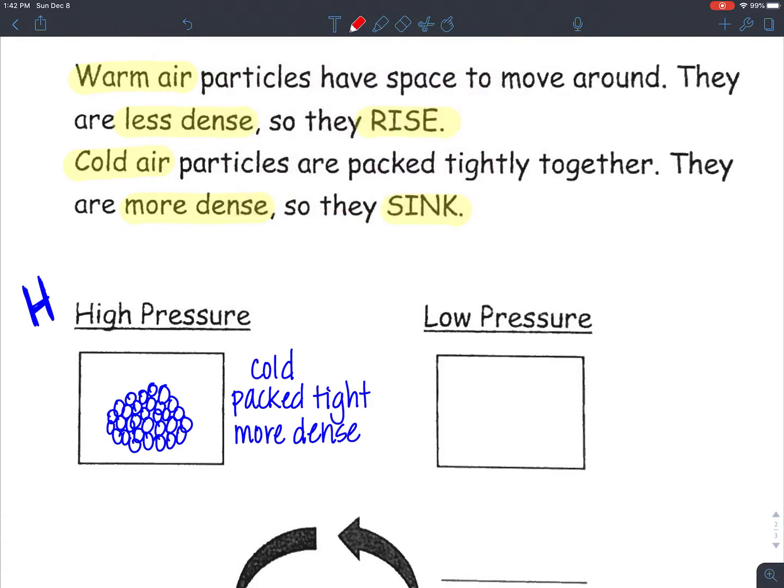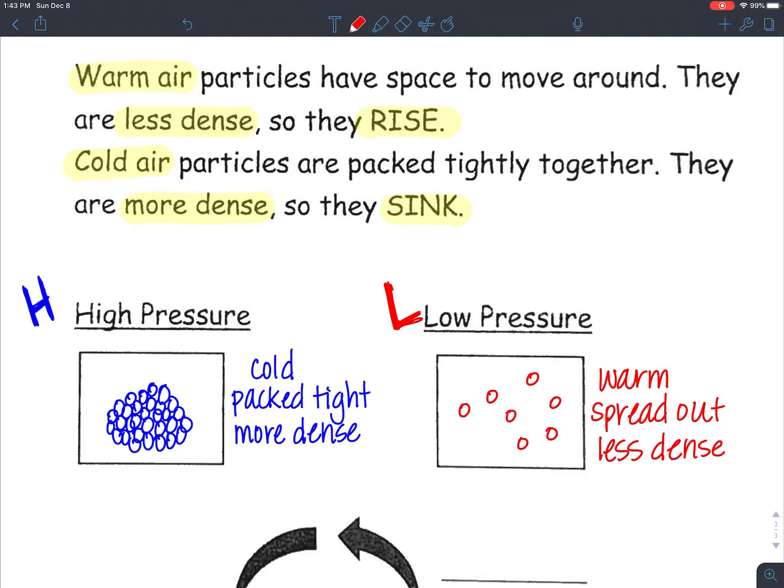Now I'm going to grab my red color. Let's talk about low pressure. Low pressure is represented by a red L. And this is going to be warm air that is spread out and it's less dense. If we were to draw a picture of what this looks like, all those particles are spread way far away. It's like when you've been outside running around all day and you're really hot and sweaty and you don't want people to touch you. That's kind of how low pressure is. Those particles don't want to be anywhere near each other.